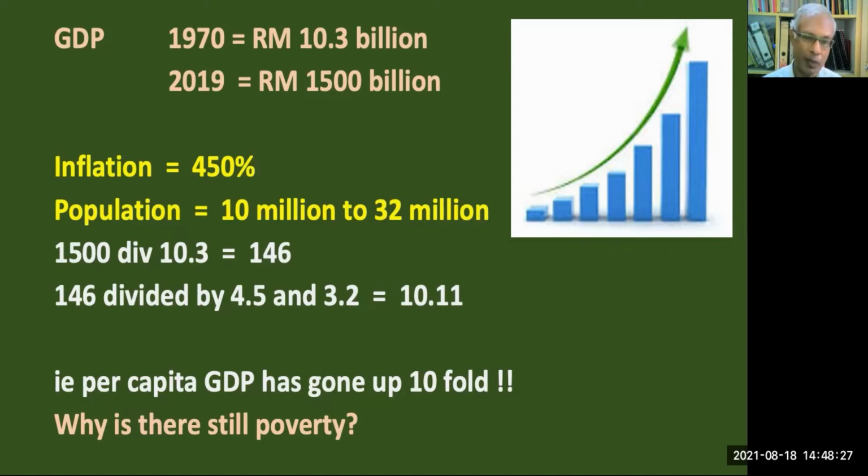But you cannot say our wealth went up by 146 times because inflation was 450% in those 50 years, and population increased from 10 million to 32 million. So if you divide the 146 by the price increase and by the increase in population, you get 10.11. Now 10.11 talks about the per capita GDP, which has gone up 10 times between 1970 and 2019.